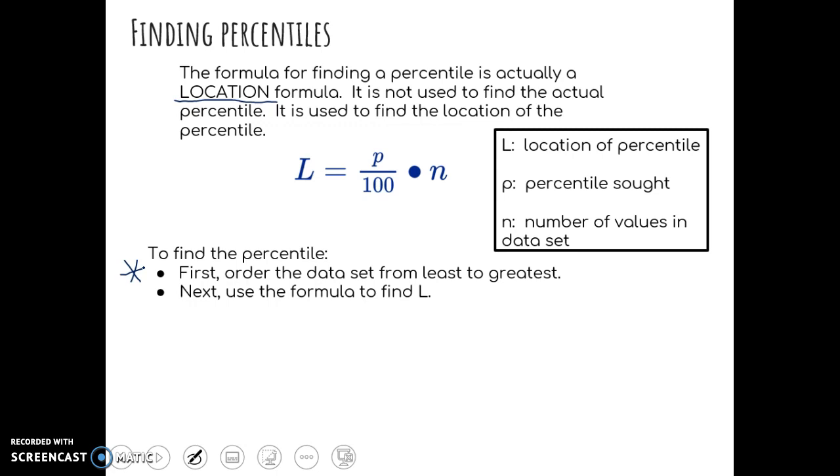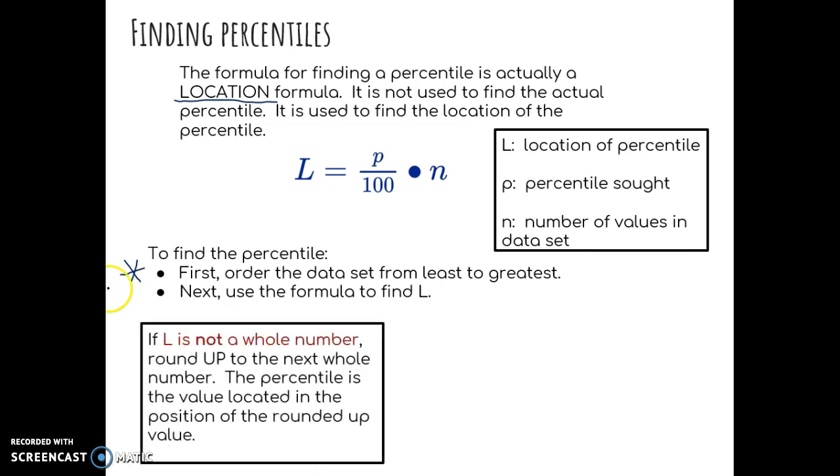Next, you're going to use the formula. You're going to plug in your P and your N into the formula and find your L. Now I told you it was a process, so this is where these extra steps start. Once you find your L, it's either going to be a whole number or it's not. A whole number is like your counting numbers, 0, 1, 2, 3, 4. Not a whole number would be a number that has a fraction or a decimal along with it, such as 2.57.